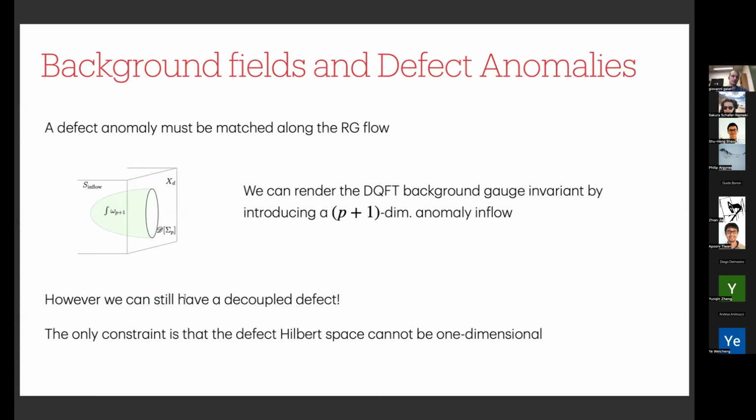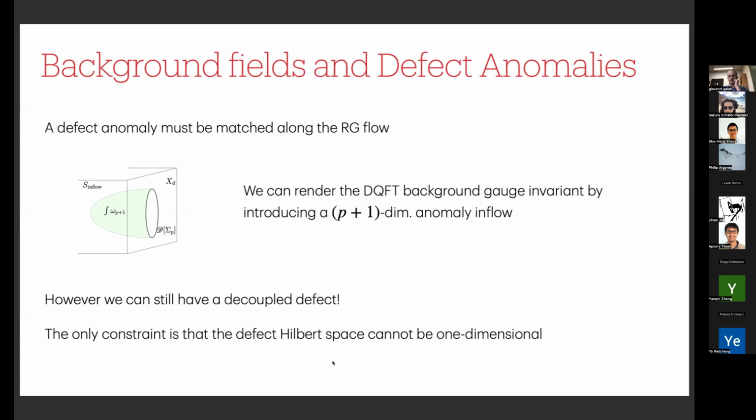So therefore, it is still a perfectly good situation to have an RG flow with a defect anomaly in which the defect decouples and cannot be detected by the bulk operators. The only constraint that we will get from a defect anomaly is that the defect hyperspace cannot be one-dimensional, as usual when we have anomalies.